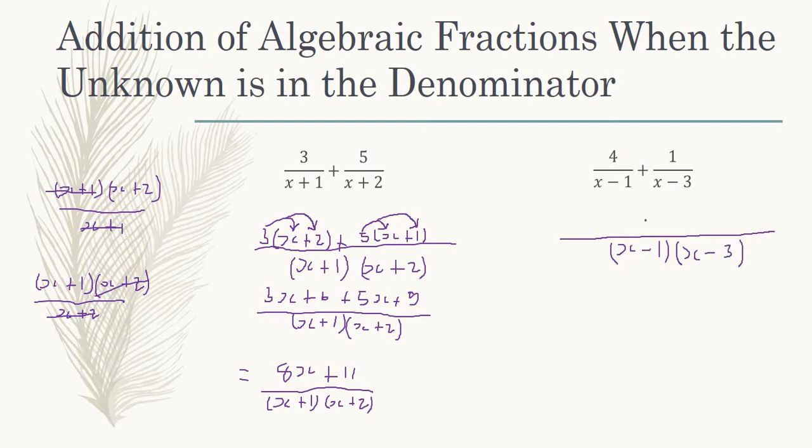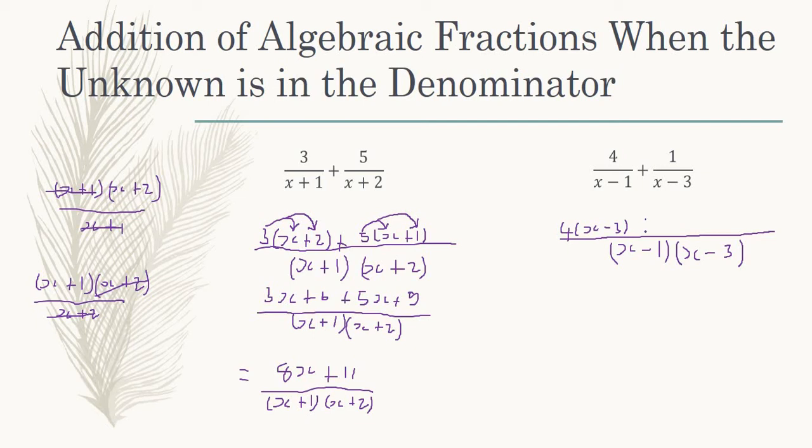Then we do the same thing. We're going to take x minus 1 to divide the common denominator. Clearly, x minus 1 will cancel out x minus 1. What we're left back with is x minus 3. We're going to take this x minus 3 to multiply our numerator of 4. So here we'll write 4 times x minus 3.